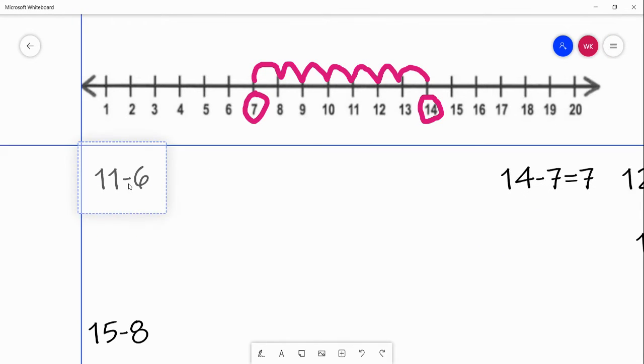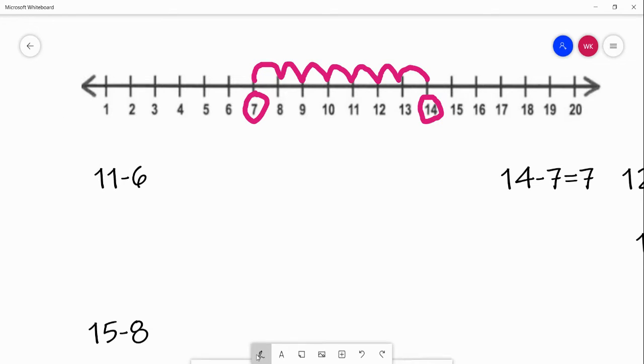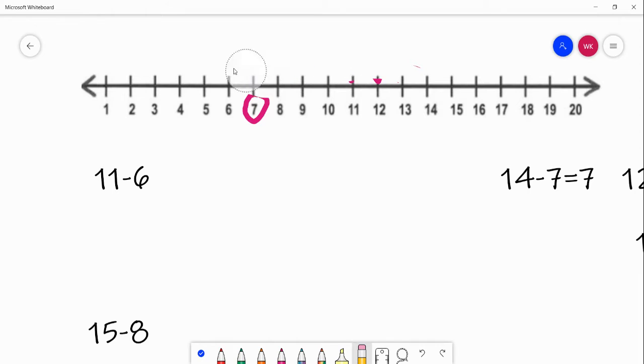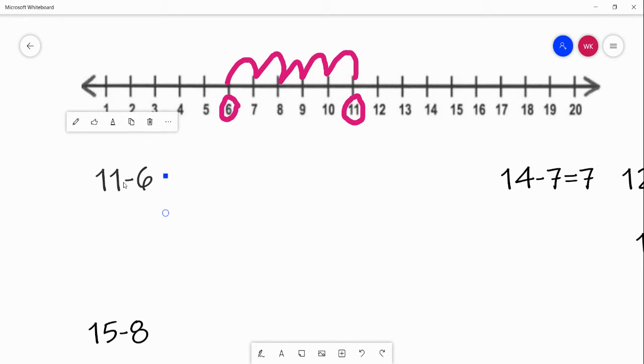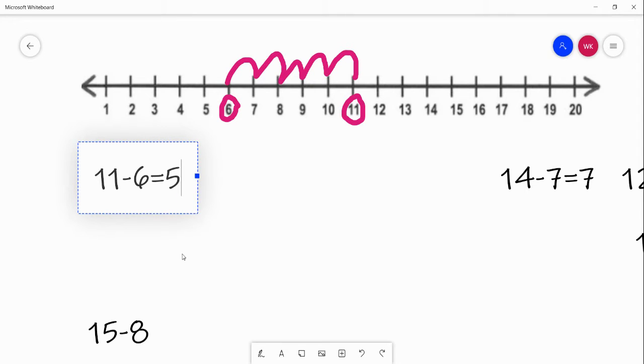All right, our next equation is 11 minus 6. So to count on, we are going to start at 6, which is our lowest number. And we are going to count on to get to 11 because that's our other add-in in our equation. So here we go. 1, 2, 3, 4, 5. So we jumped 5 spaces, so that means 11 minus 6 equals 5.